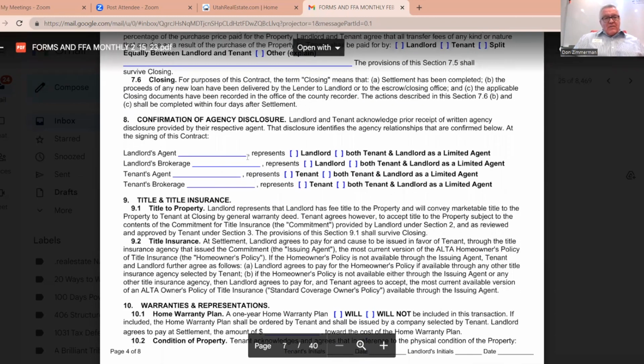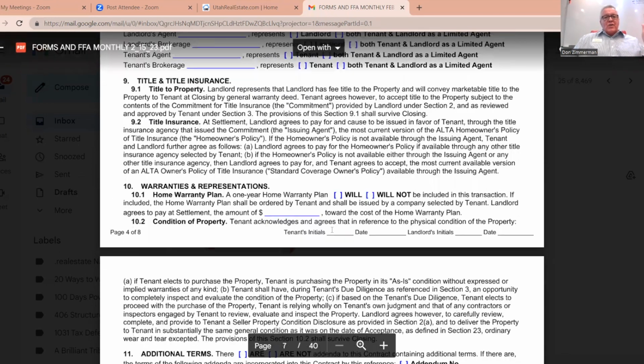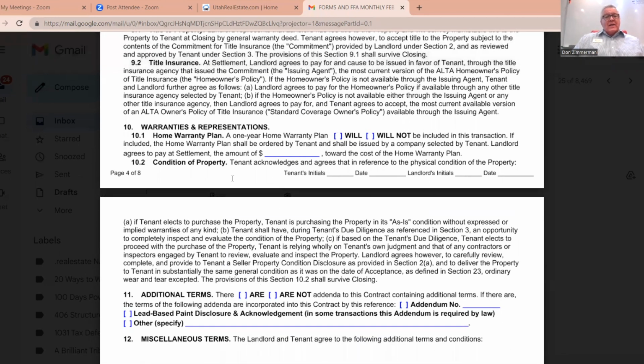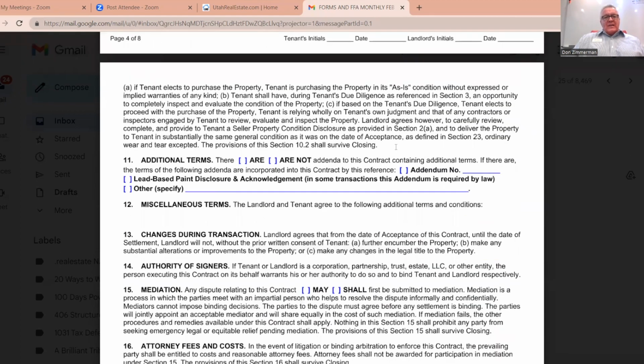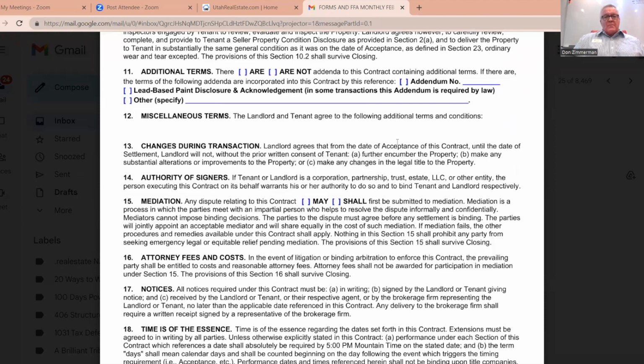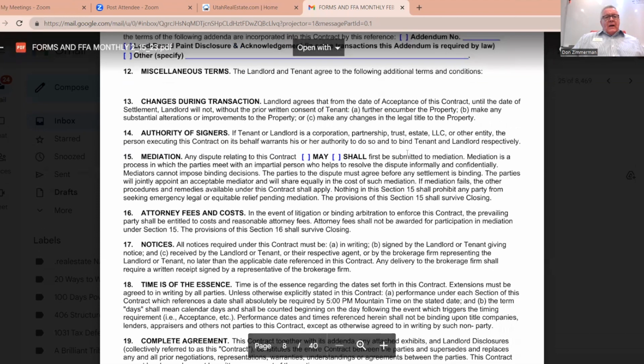Closing, confirmation of agency disclosure. And then, of course, there's a section on title insurance, warranties and representations. If there's going to be a home warranty included, all of those items, you can read through it. It's pretty much the same as a real estate purchase contract. Additional terms, there are or are not. This is where you would put in, if there's addendums, you would put those here.